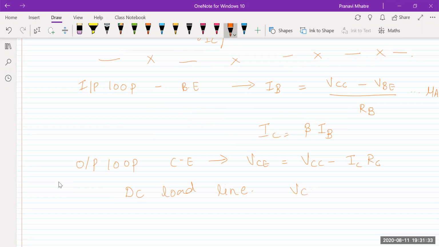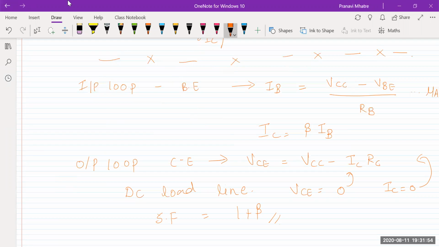To find out the DC load line, put once VCE is equal to 0 and put once IC is equal to 0 in the above expression. Calculate the endpoints and draw the line. And last is the stability factor, which is equal to 1 plus beta for fixed bias circuit.